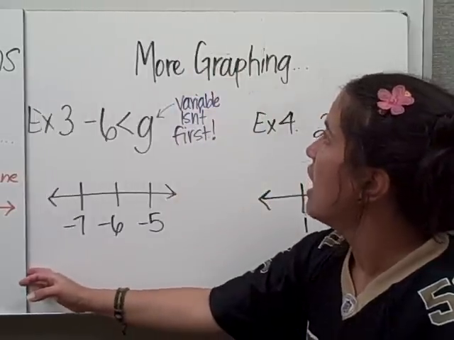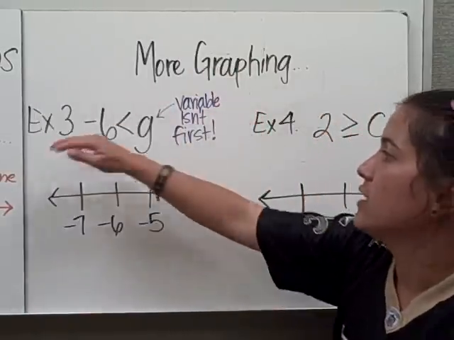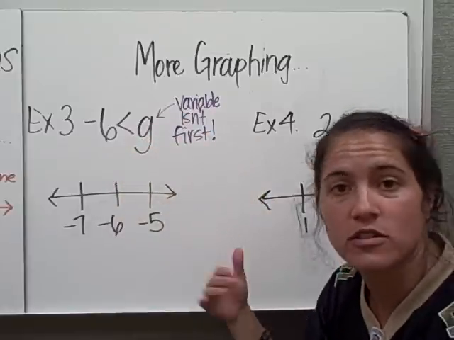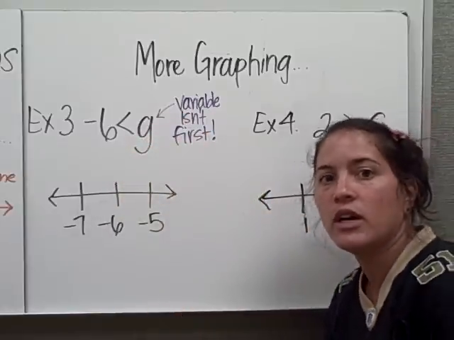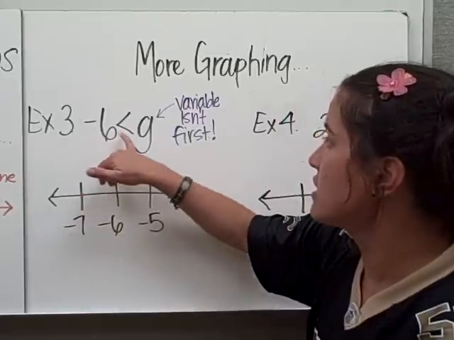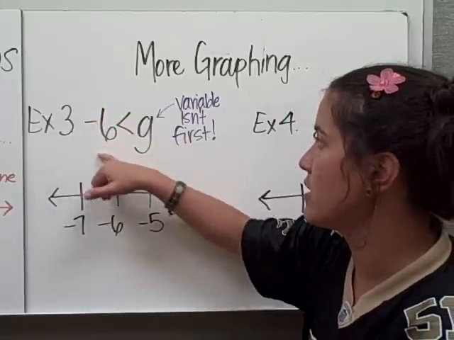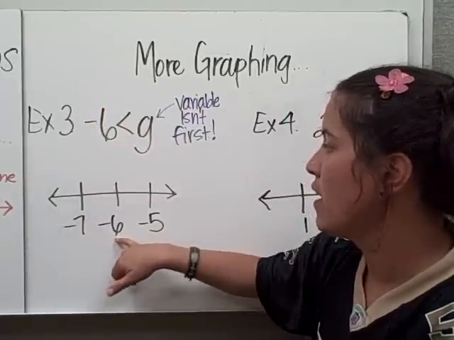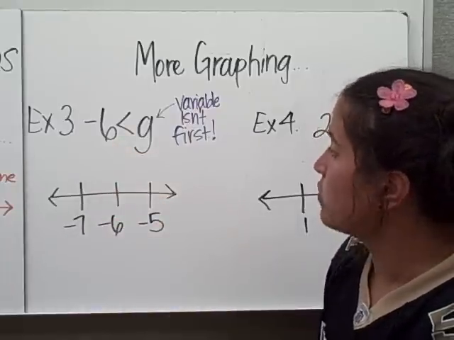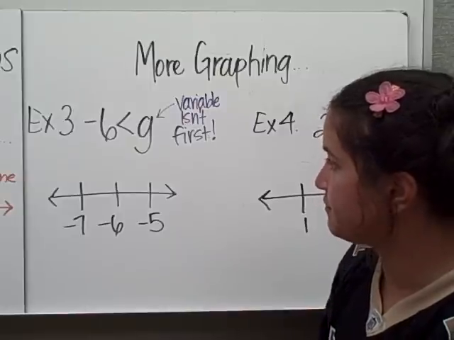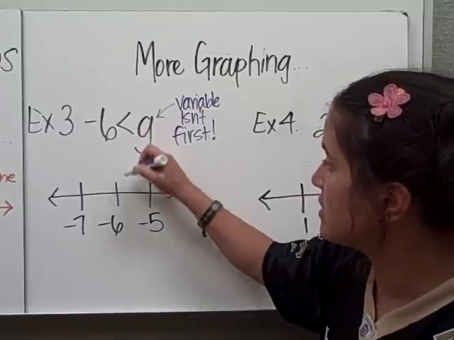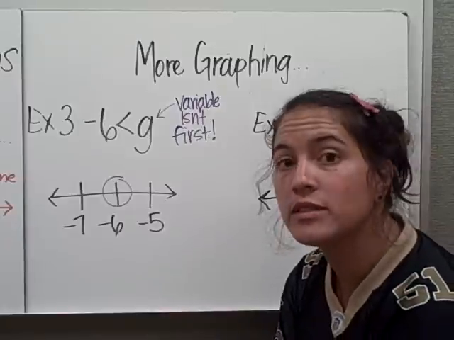All right. A little more graphing. Example 3, -6 is less than g. This time the variable isn't first, like in those other examples I showed you. So let me show you what to do if the variable is not first. -6 is less than g. Again, we start with -6 in the middle, and then -7 and -5. So -6 goes in the middle. We want an open circle because it doesn't have the equal to.